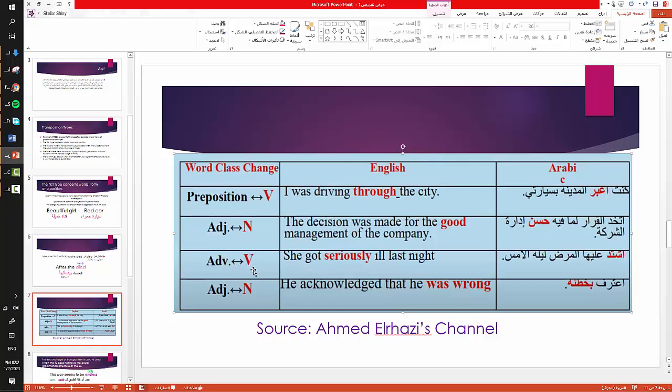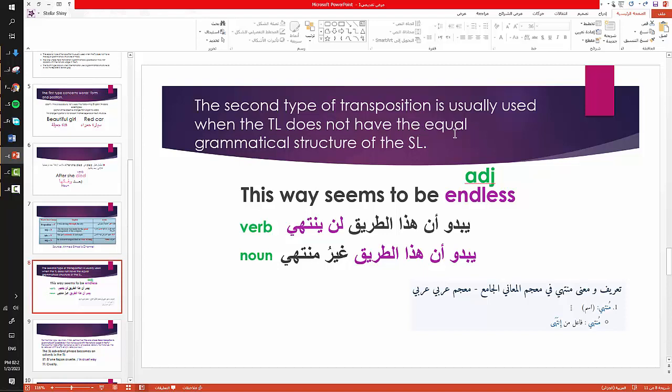From adverb to verb, like she got seriously ill last night. اشتد عليها المرض ليلة الأمس. اشتد is a verb. Seriously is an adverb and اشتد is a verb. He acknowledged that he was wrong. Was wrong is an adjective. So اعترف بخطئه, خطئه is a noun.